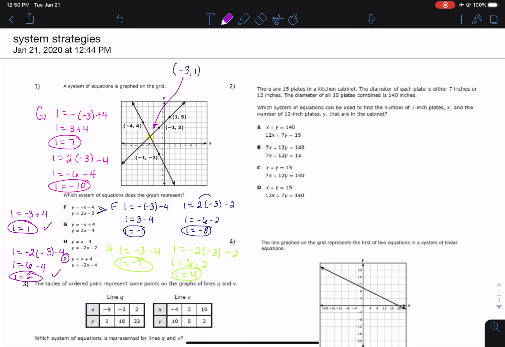So now you're going to see a couple questions for you to try on your own and select the answer. Use this method. Figure out where the intersection is, plug in that x and y value. Okay? Try those.